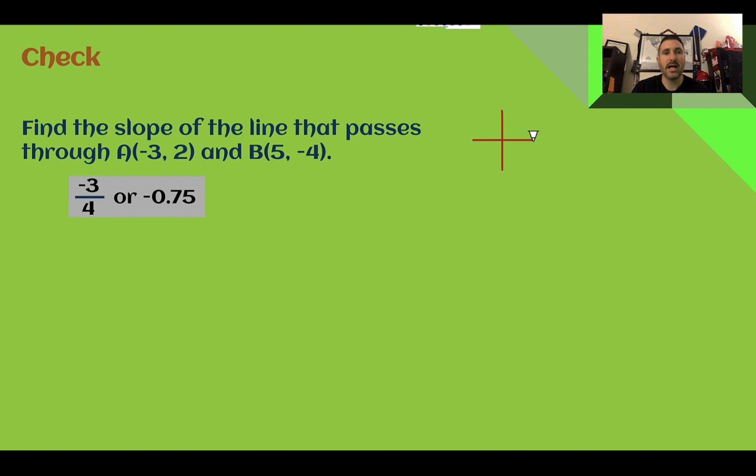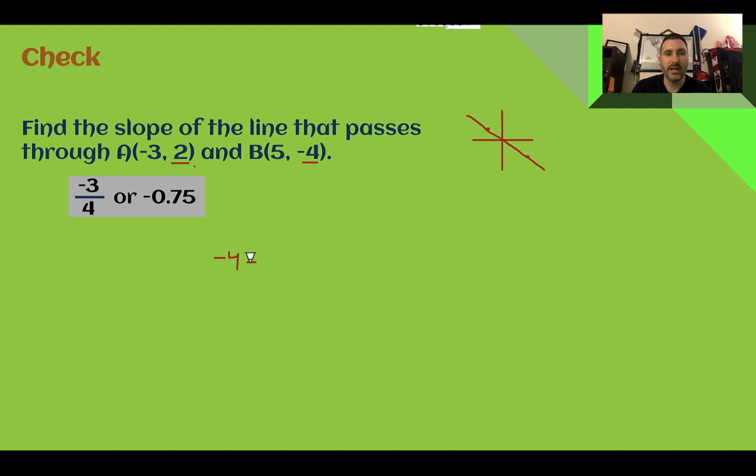If we were to visualize and graph this, we have -3, 2, which would be somewhere up here, and 5, -4, somewhere over there. So if I was drawing a line to connect those 2 points, I at least know my answer should be negative since I see a downward line going from left to right. So let's subtract and figure out. Let's start with our y coordinates. 2 minus -4 or -4 minus 2. Either way, it doesn't really matter.